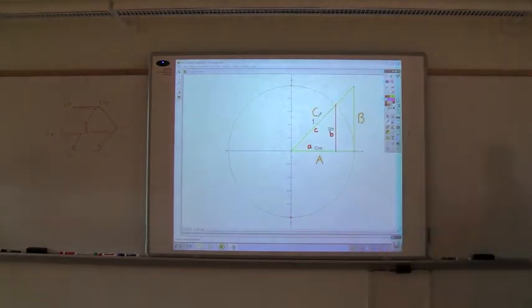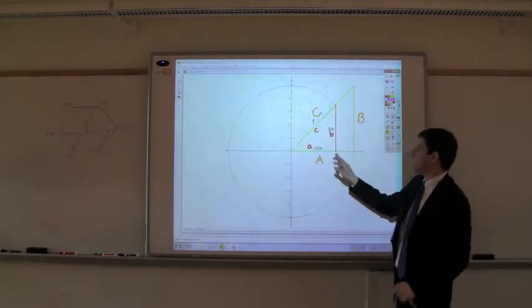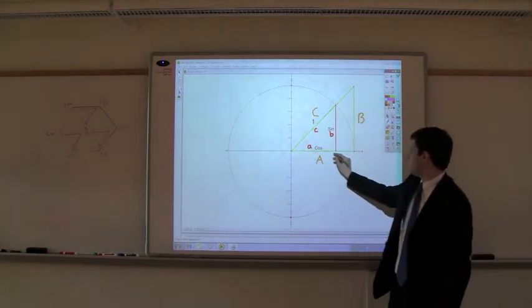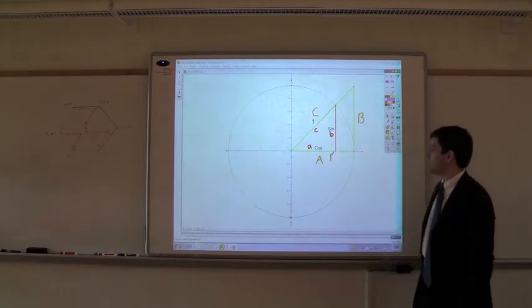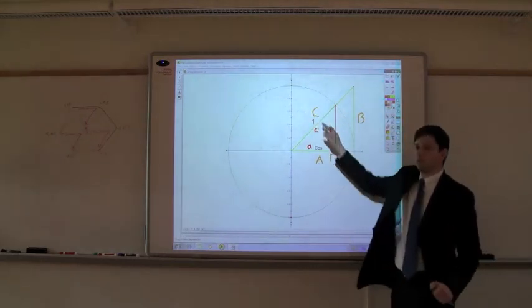So how do I set up a proportion? Given that I know these three sides of the little triangle, one thing I immediately know about the big green triangle: what's the length of this side here? 1. Fantastic. So I'm going to use what I know here to find the missing two sides, B and C.